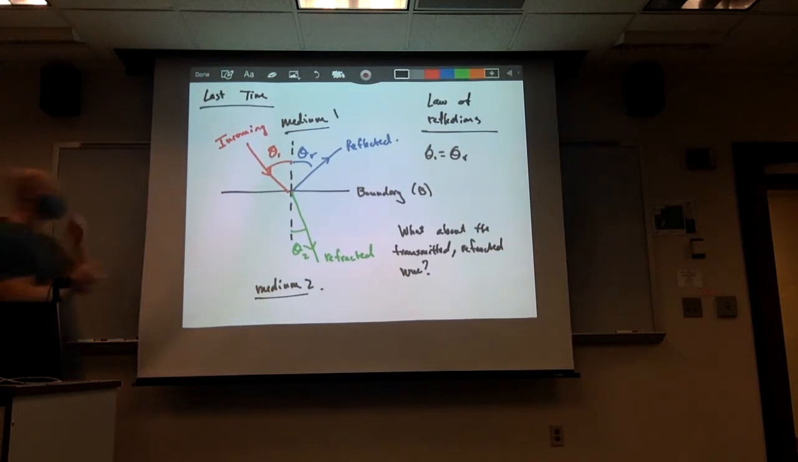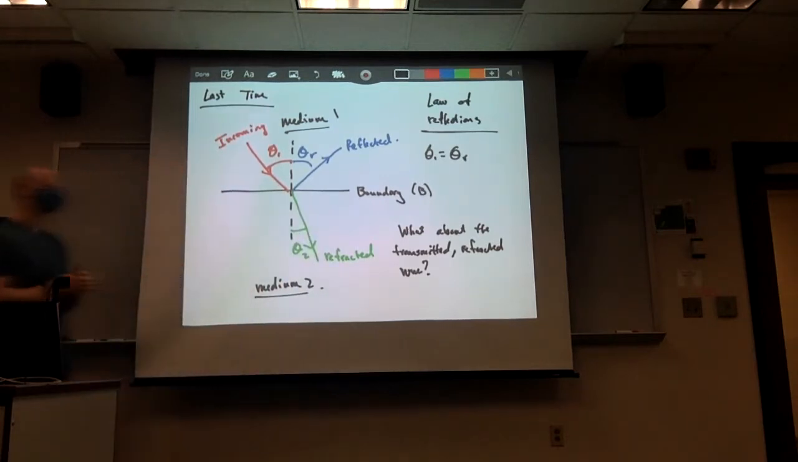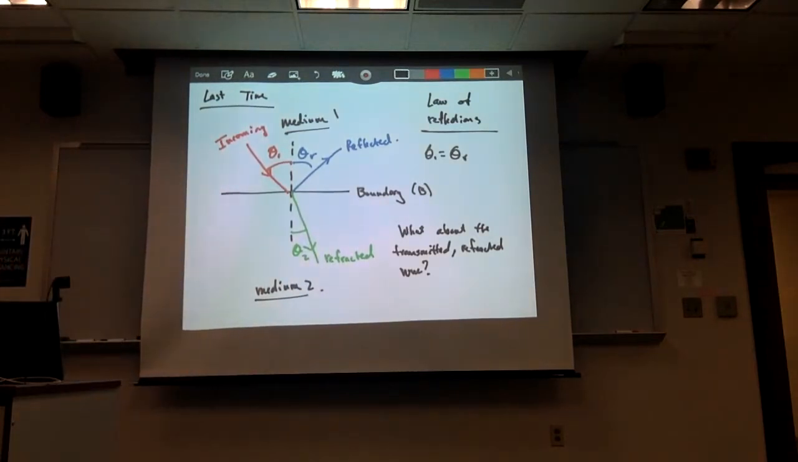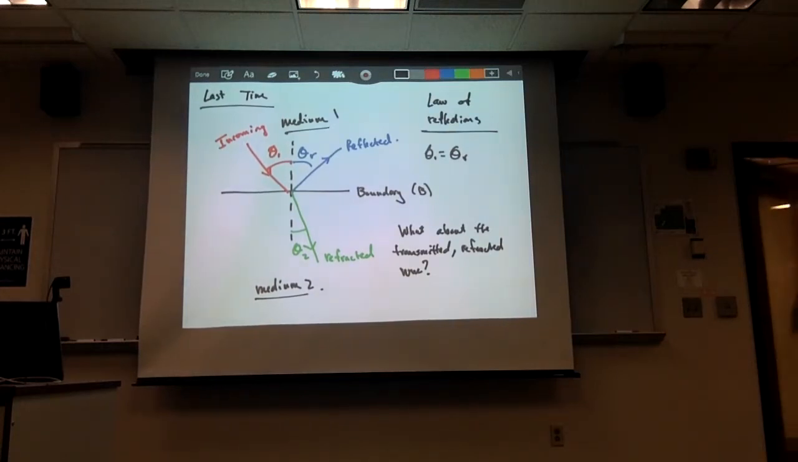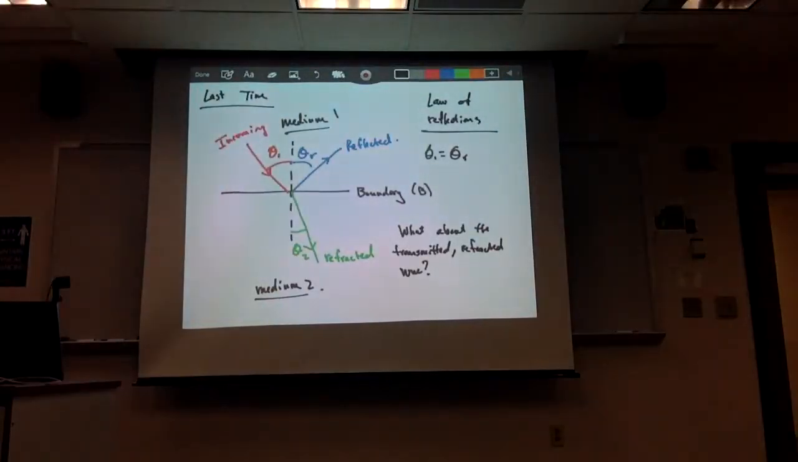So next we want to look at what happens with the transmitted or refracted wave. How is that angle, theta 2, related to the incidence angle, which we call theta 1? To answer this, we first have to talk about something else, which is what's known as the index of refraction.